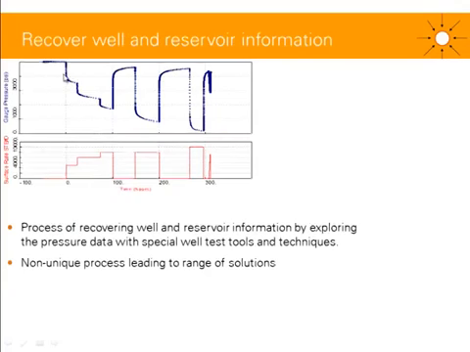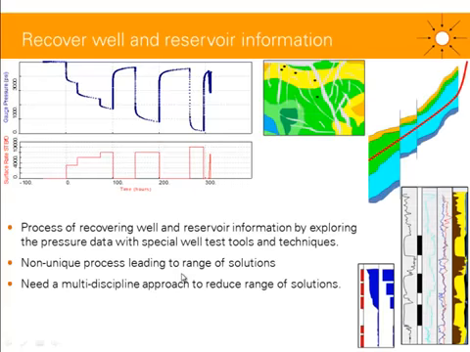Here I have plotted the gauge pressure and the rate versus time. So well test analysis is the process of exploring these pressure data with special well test tools and techniques. It is a process of recovering the well and reservoir information out of your measured pressure and the rate. It is a non-unique process, and that leads to a range of solutions. And this is why you need a multidiscipline approach. You need to try to reduce the range of solutions, and you can use the seismic, you can use the cross-section, the log, and PLT, for example, to try to bring more constraints.